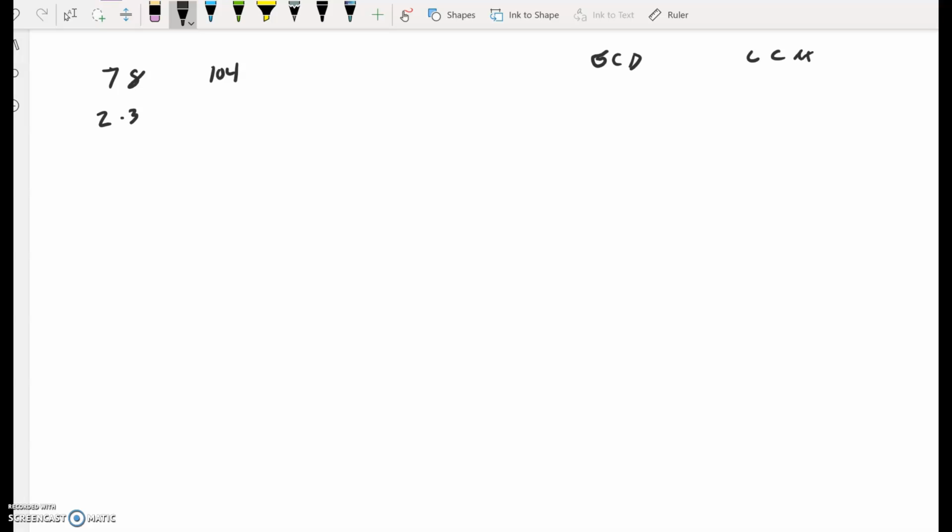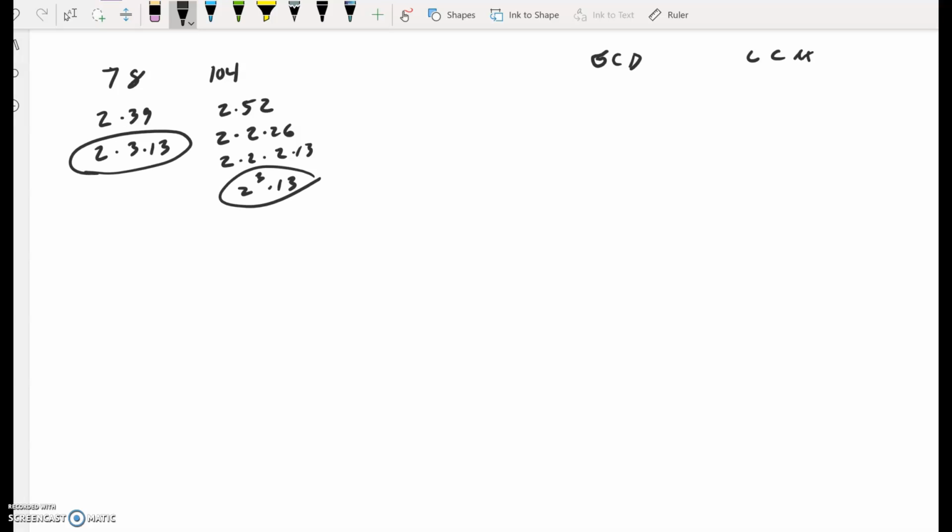This is 2 times 39. 2 is prime. 39 is 3 times 13. So we got a prime factorization of 78. 104, I don't really know. It's 2 times 52. And that's 2 times, and then 52 is 2 times 26. And 26 is 2 times 13. So I think I've got the prime factorization there. And there. Now let's build the least common multiple.